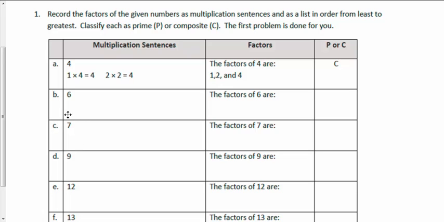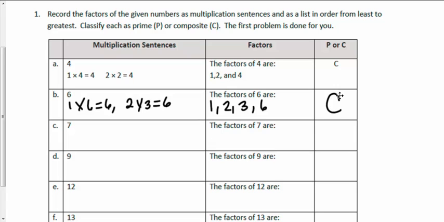So let's go ahead and do 6. So I know 1 times 6 equals 6, and I know 2 times 3 equals 6. I can't think of anything else that equals 6. So I'm going to list them in order from least to greatest. So I have 1, 2, 3, and 6. So I'm going to check to see if I got them all. So 1 goes with 6, and then 2 goes with 3, and there's no numbers between 2 and 3, so I know that I have them all. So because it has more than 2 factors, this number is composite.